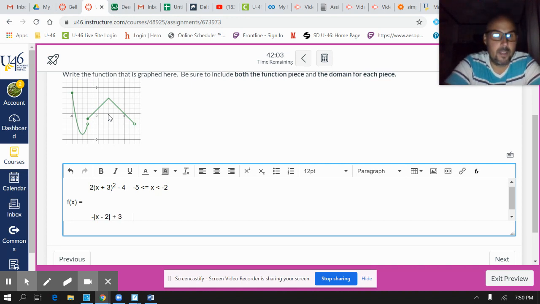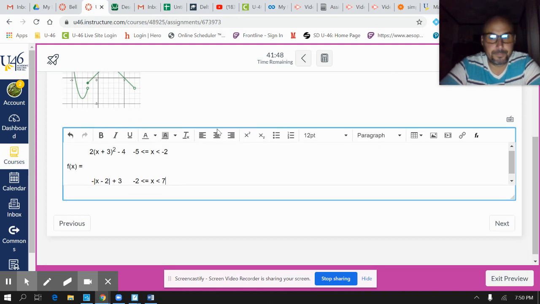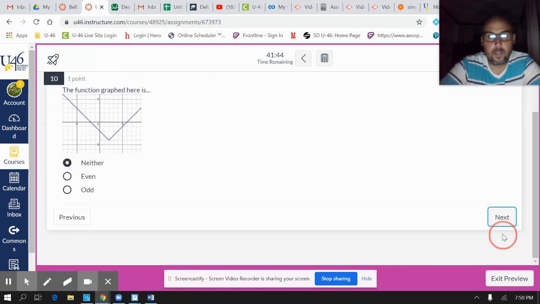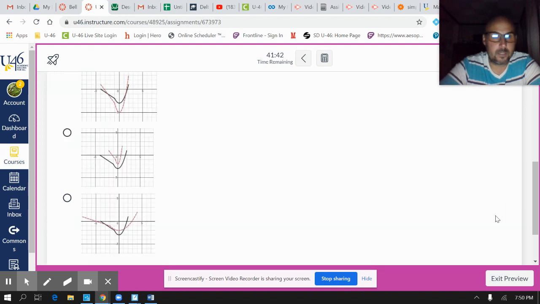So there it is. And then now the domain, this domain begins at negative 2. So x is greater than or equal to negative 2, but at the same time less than 7, which is the open dot right here. And I believe that was, oh no, this one as well.